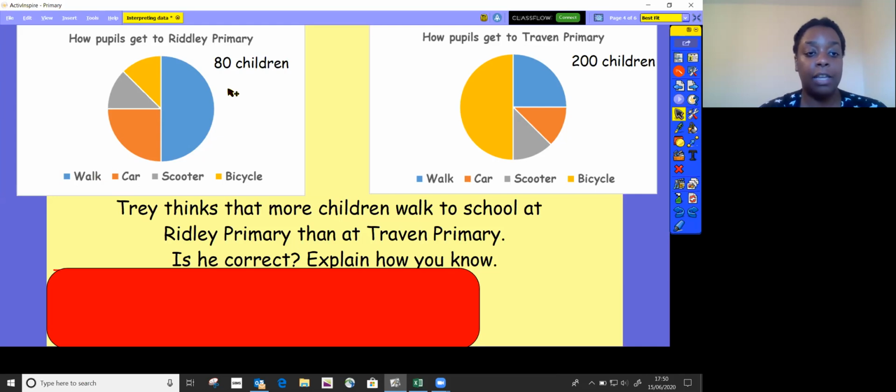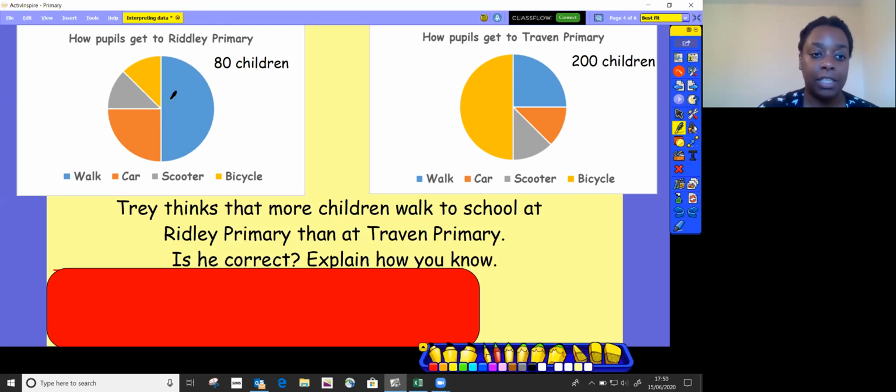So if we have a look, half the children at Ridley walk to school. And I can really easily work out what half of 80 is, by dividing it by 2. Let's just annotate this here. So I can see that 40 children walk to school. Whereas if I look at Travern Primary, I'm still looking at that blue section, and I can clearly see it's a quarter. So now I'm working out a quarter of 200. Well, half of 200 is 100, and half of that to get a quarter is 50. So in fact, Trey is incorrect.